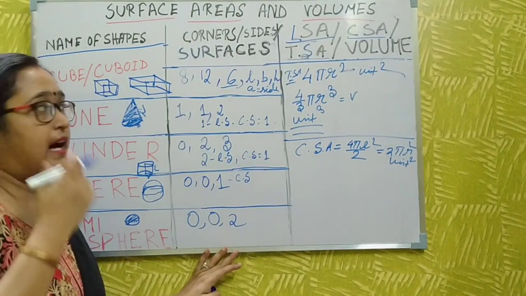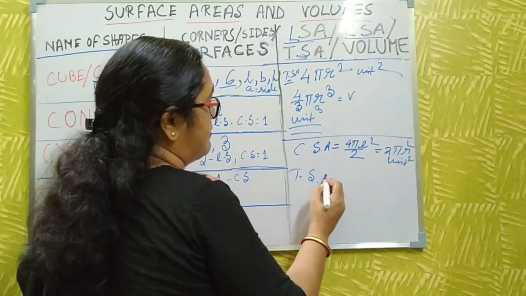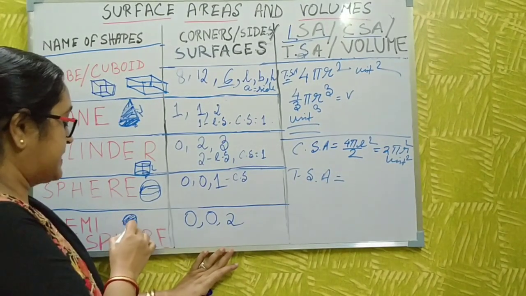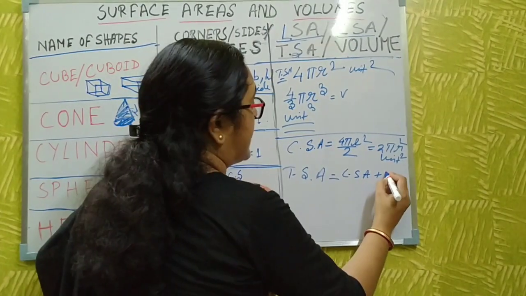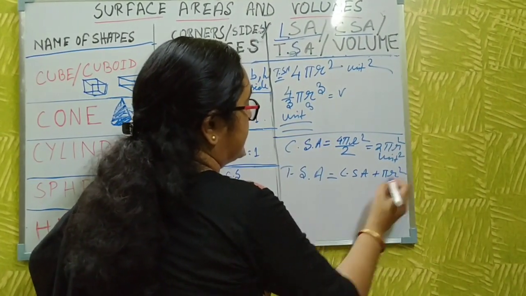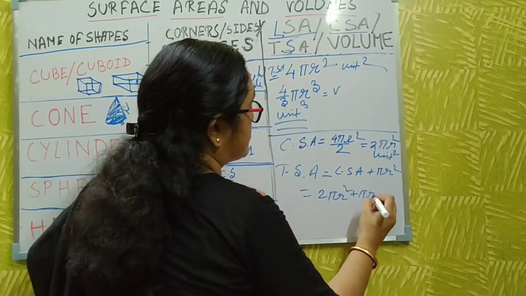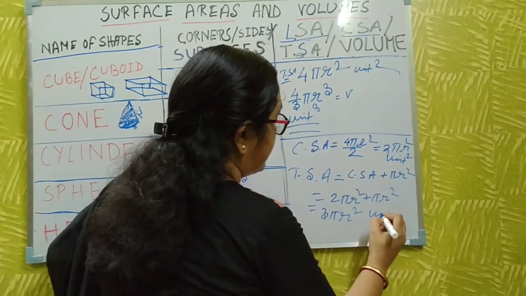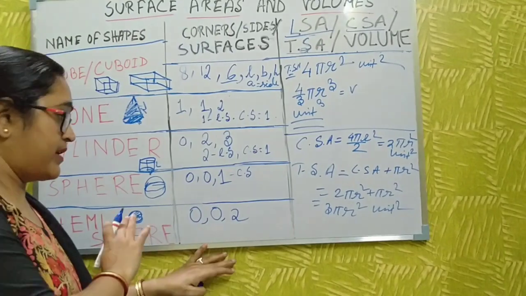And then the total surface area of the hemisphere becomes, here is another circle you add. You add another circle. Then CSA plus area of circle. Then 2 pi r square plus pi r square becomes 3 pi r square unit square. This is the total surface area of hemisphere.